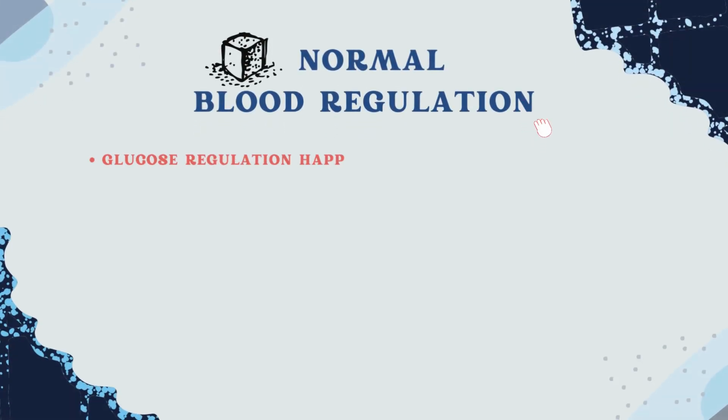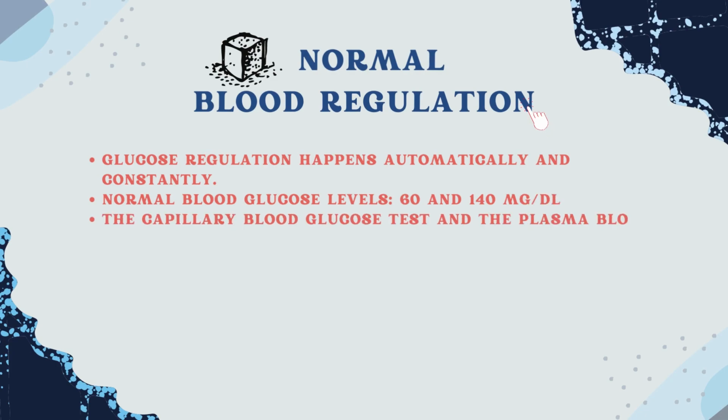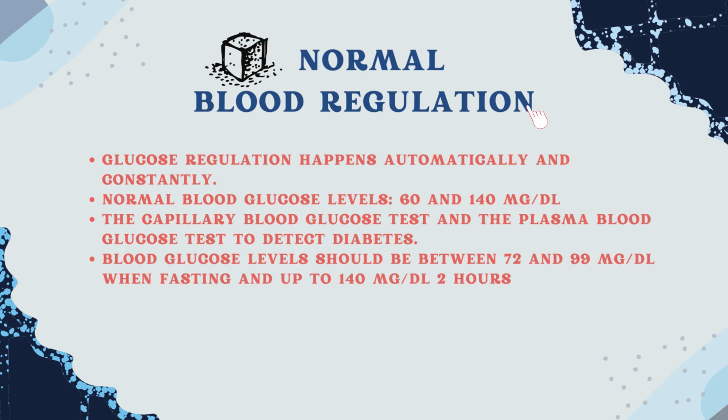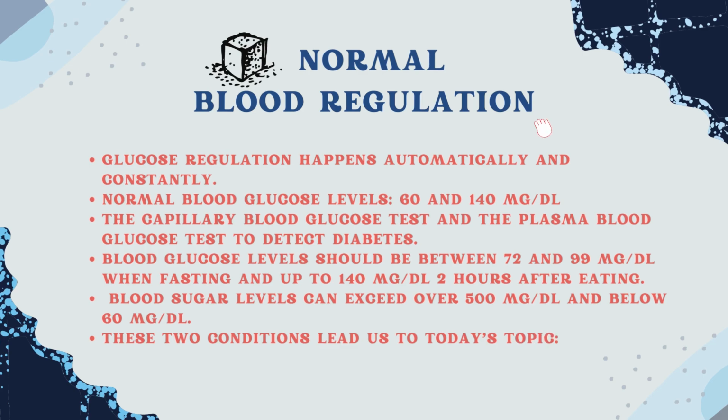Glucose regulation happens automatically and constantly in the body all day long. Normal blood glucose level should be between 60 and 140 mg per deciliter for the body cells to have enough energy. Although brain cells do not require insulin to transport glucose into neurons, sufficient quantities must be available. The capillary blood glucose test and the plasma blood glucose test can be performed to detect diabetes by analyzing the amount of glucose in your blood.